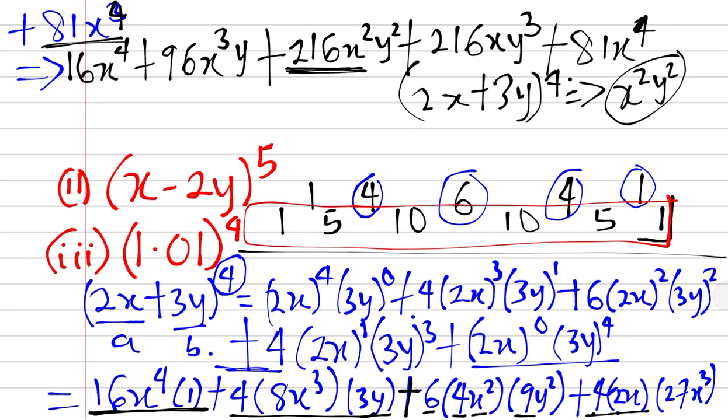So what will you do first? I'm not going to solve this. I'm going to show you what to do and believe that you can solve this. So you have 1.01 raised to power 4. The first thing you need to do is to put it in form of a and b.